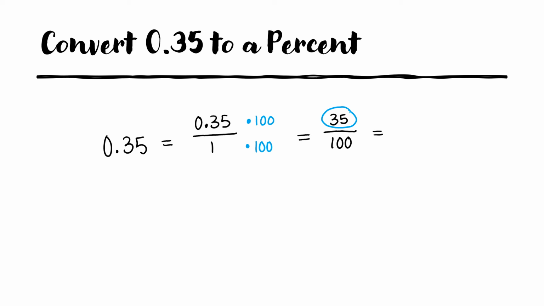So we need to take our number, 35, and then instead of having this over 100, we'll write our percent sign. So 35 hundredths is equal to 35%.